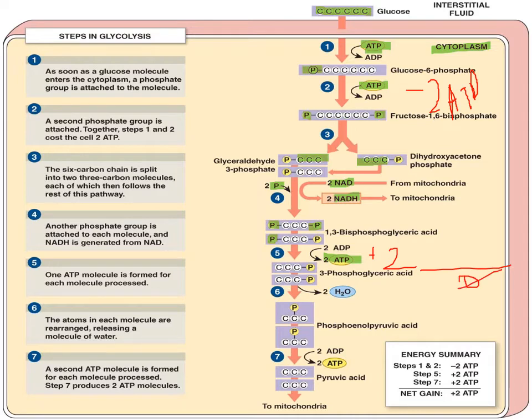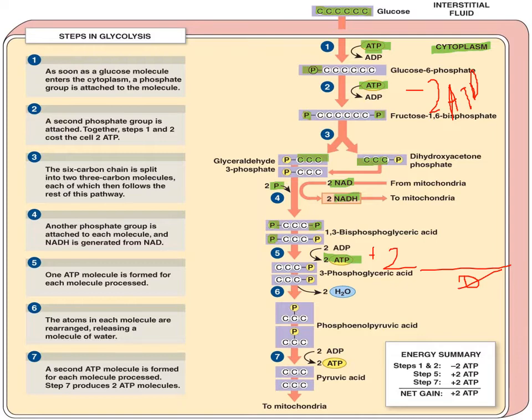Hopefully that makes sense. So we utilize 2 ATP up top in order to phosphorylate our 6-carbon chain. And then we used 2 NAD to phosphorylate our 3-carbon chains. And in that process, we created 2 NADH here. And then dephosphorylating our 2 3-carbon chains is going to produce an additional 2 ATP. So right now we've used 2, we've made 2, so we have no net change in ATP.